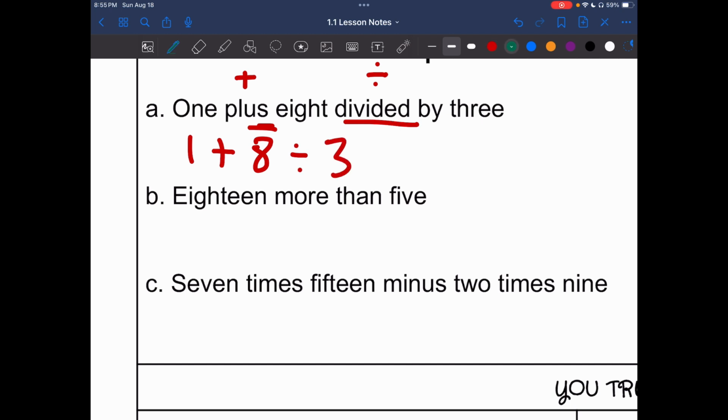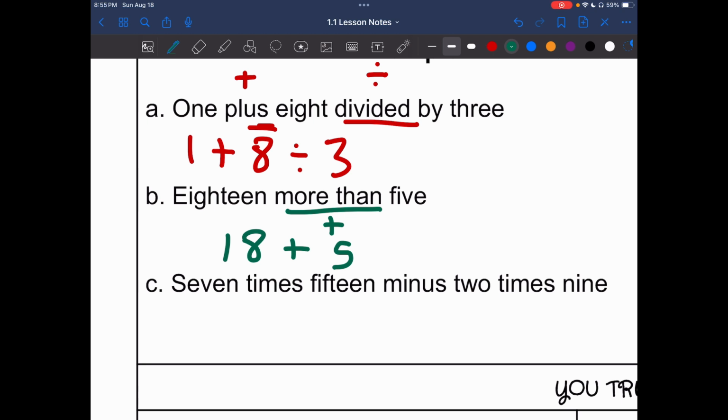Okay. In our next example, we have 18 more than 5. So more than, that was another one of our phrases that we looked at above. We have a plus sign, so we have 18 more than 5. We are adding 18 to 5.